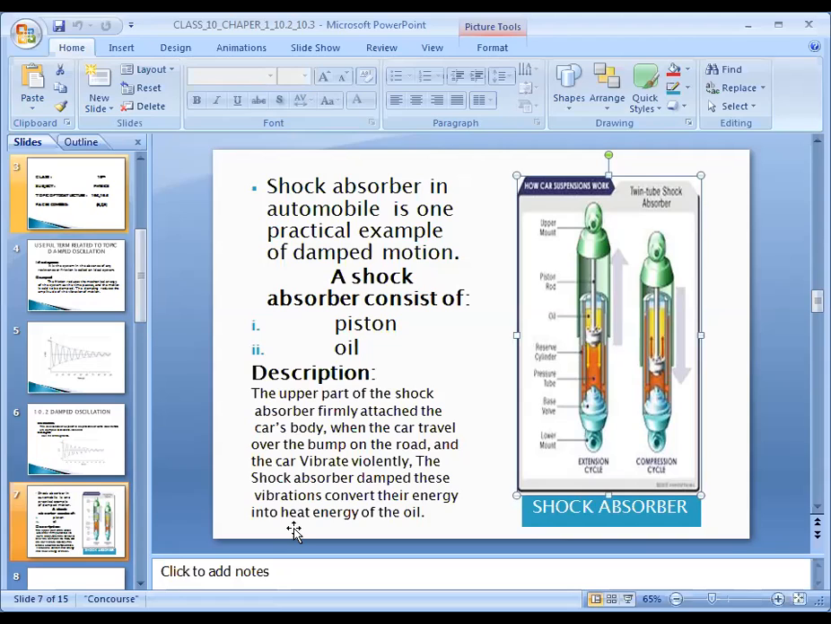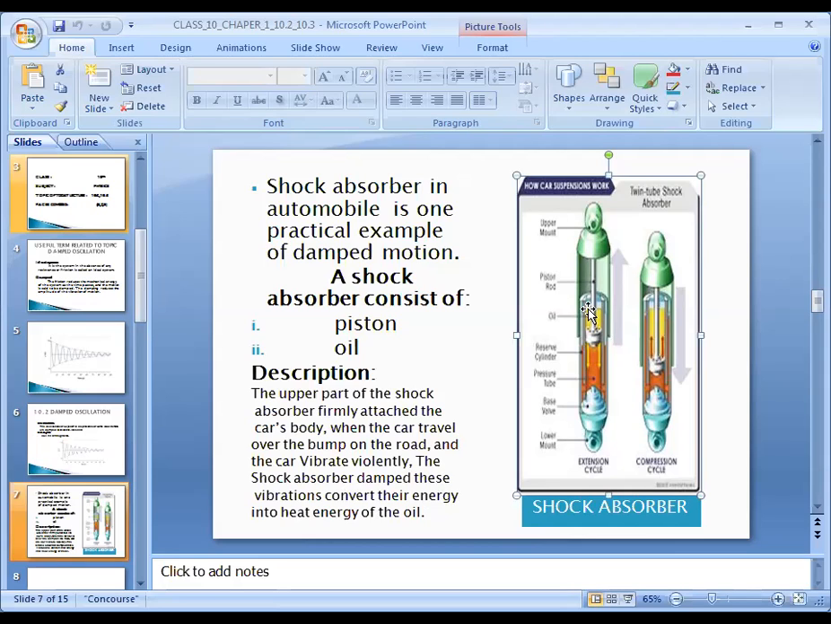What happens? Whenever our car travels over a bump on the road and the car vibrates violently, the shock absorber damps these vibrations. The vibration produced when the car passes over the bumps is damped by the shock absorber, which converts this energy into the heat energy of the oil. We are putting the oil inside, and it converts the energy into heat of the oil. So when the car travels over the bumps, there is a new position.